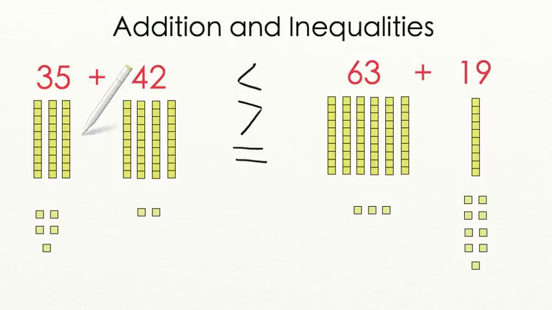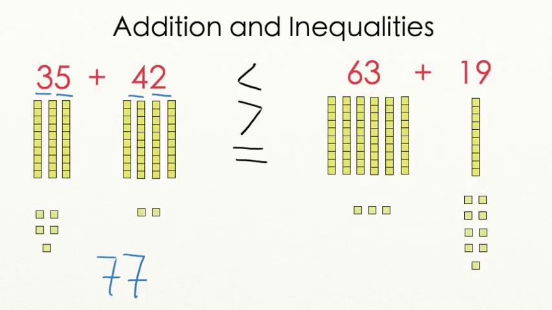We're going to start with our smallest unit, our ones. Let's count them together. 1, 2, 3, 4, 5, 6, 7. So when we add 5 plus 2, we get a 7 in the ones place. Now let's count our tens blocks. 1, 2, 3, 4, 5, 6, 7. When we add 3 plus 4 tens, we get 7 tens. 35 plus 42 equals 77.